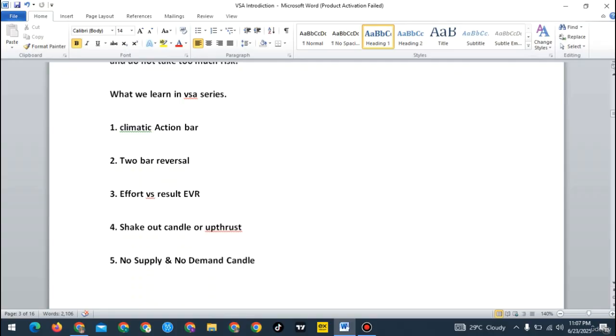Okay, now the next is two bar reversal. Two bar reversal is very important. The two bar reversal candle gives you a huge profit. Okay, number 3 is effort versus result, EVR, number 4 is shakeout candle or upthrust, and number 5 is no supply and no demand candle. These two candles are also my favorite.